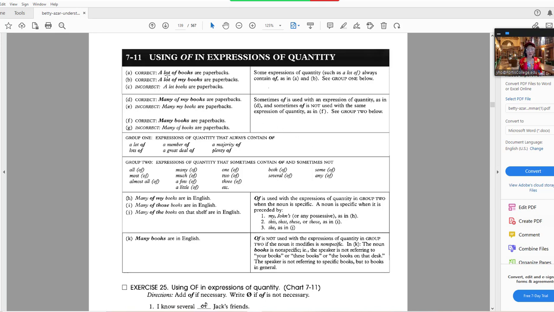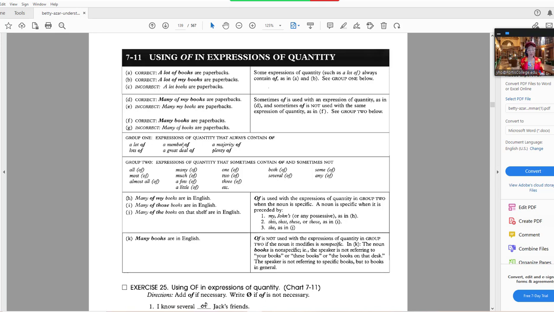Using of. A lot of books are paperbacks. A lot of my books are paperbacks. A lot books are paperbacks. Some expressions of quantity, such as a lot of, always contain of. Many of my books are paperbacks. Many my books are paperbacks. So you always have to say many of my books. You can't say many of books. You can't say many my books. And you can't say a lot books. You have to say a lot of books, many of, and many books.